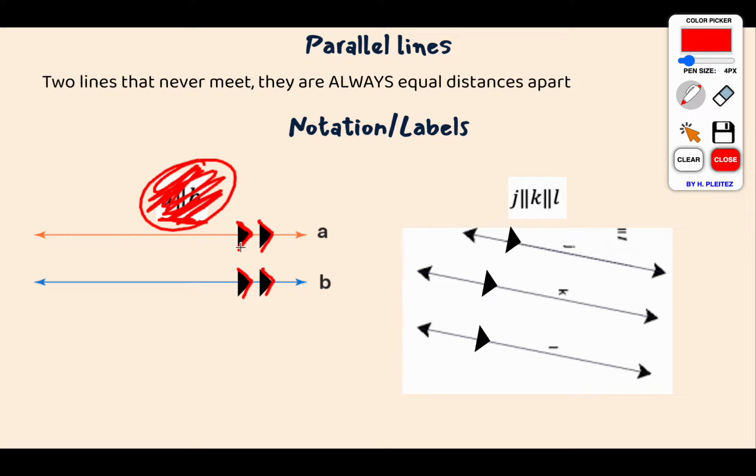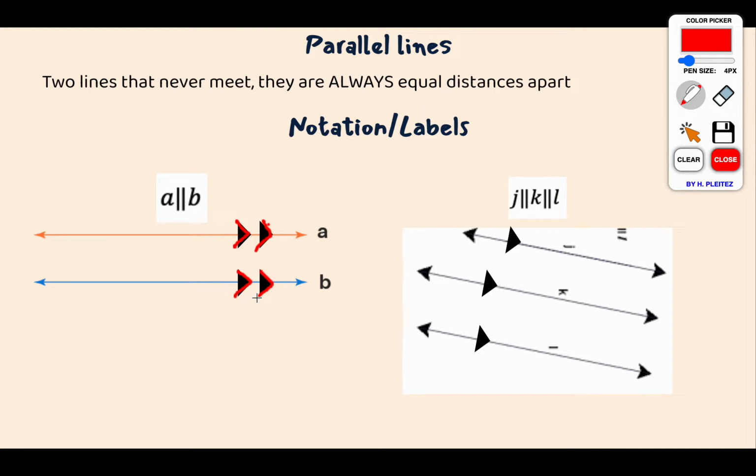If you see these arrows anywhere but on the edges of your lines, like these arrows are separate from the ones that you see here. So make sure you're looking at these arrows here. That is an indication that we have those parallel lines.